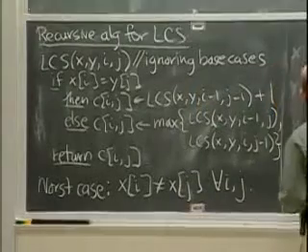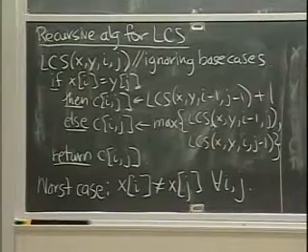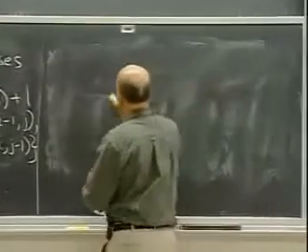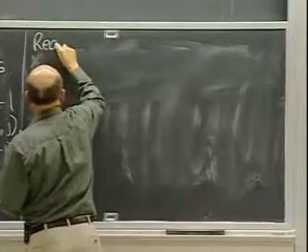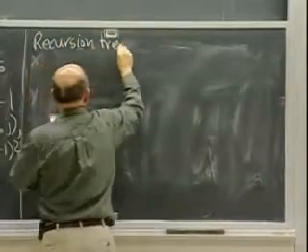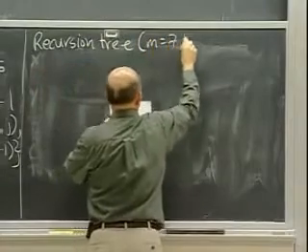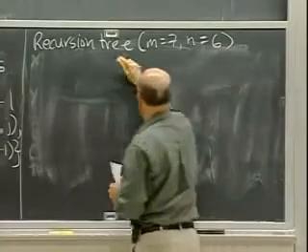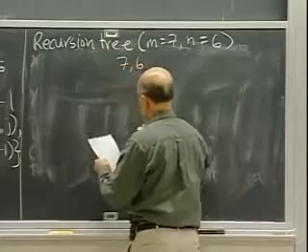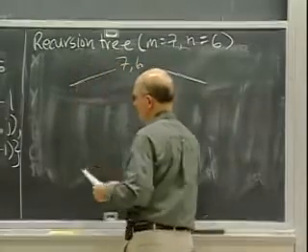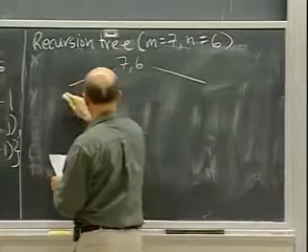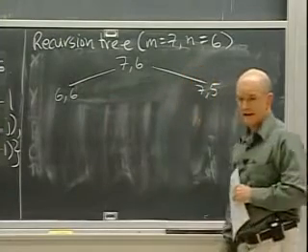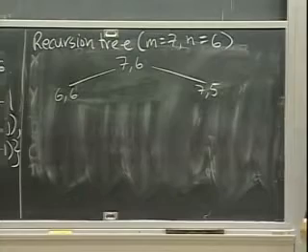So let's draw a recursion tree for this program to get an understanding of what's going on. I'm going to do it with m equals 7 and n equals 6. We start at the top with my two indices being 7 and 6. Then in the worst case, we have to execute these, so the indices after the first call end up being 6, 6 and 7, 5.